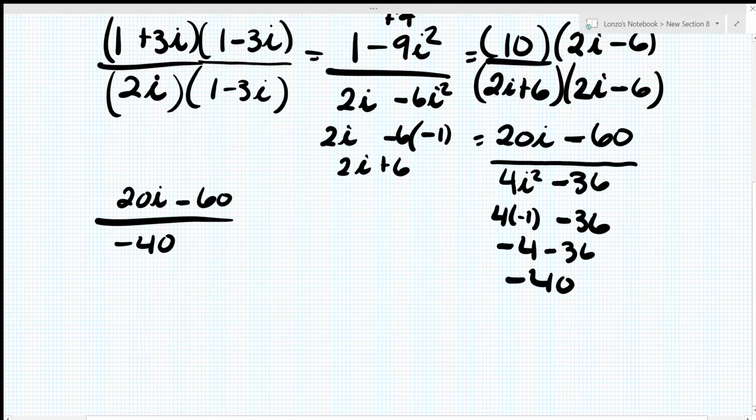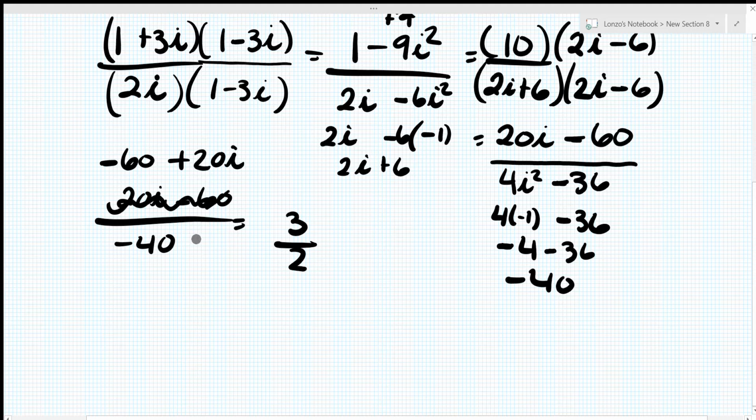So we have to divide the -60 and the 20i by the -40. I should have put the -60 first and then the positive 20i. That's much better. So when you divide -60 by -40, you're going to get a positive fraction of 3/2. And then when you divide 20i by -40, you're going to get -1/2 i. Okay, that is your final answer.